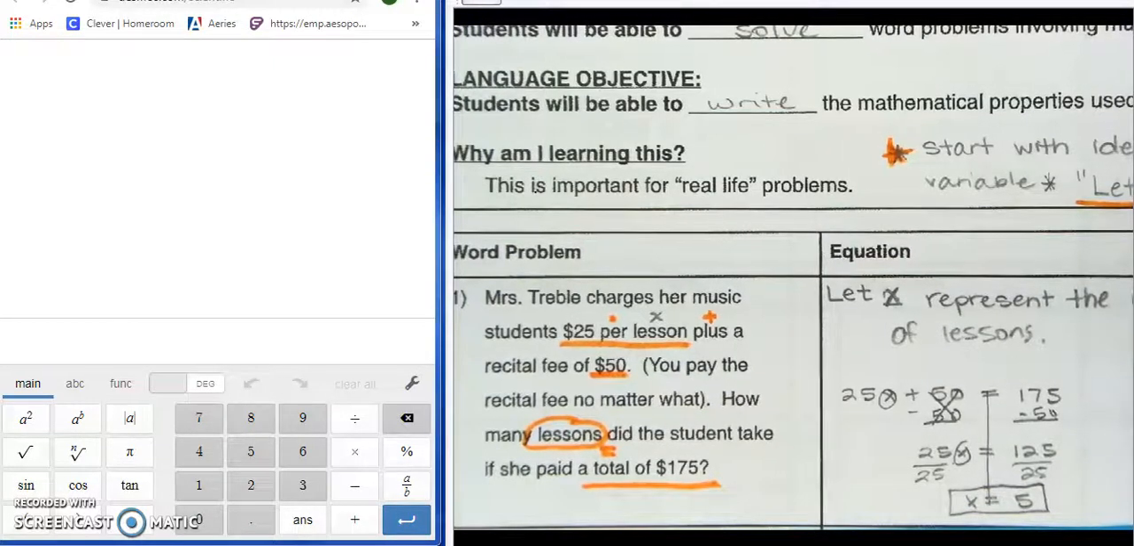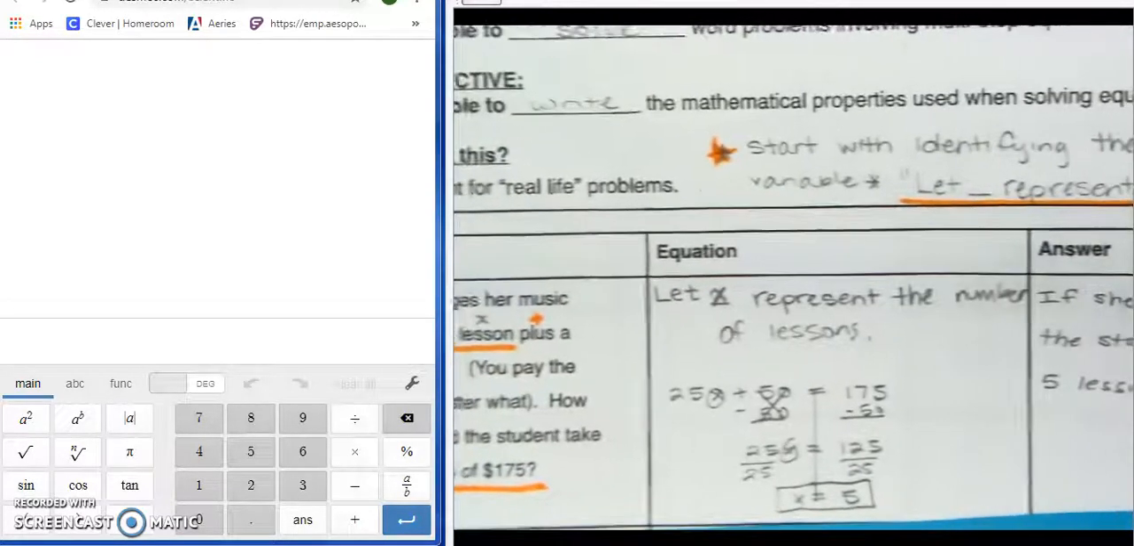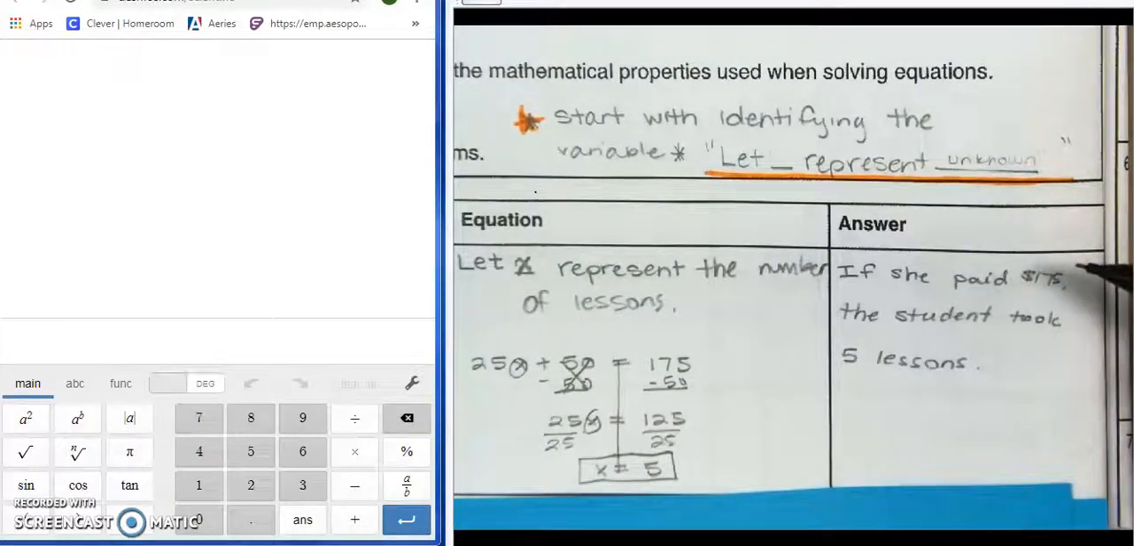If I just said, hey, how many lessons did they take? And you say x equals 5, that doesn't make sense. So we have to actually answer with some words. So we say if she paid $175, the student took 5 lessons. So always make sure that your answer is in sentence form.